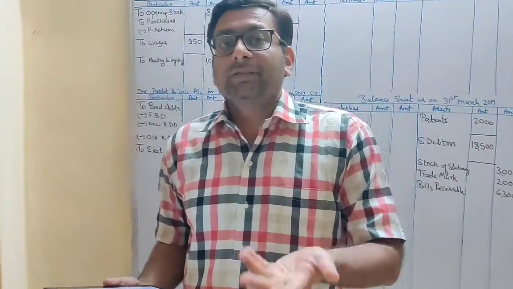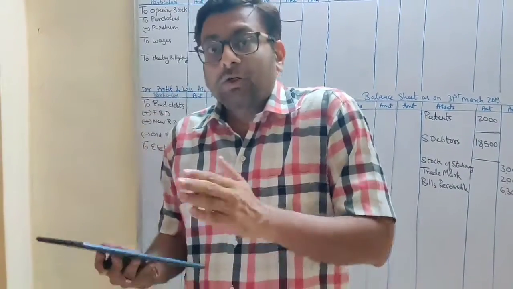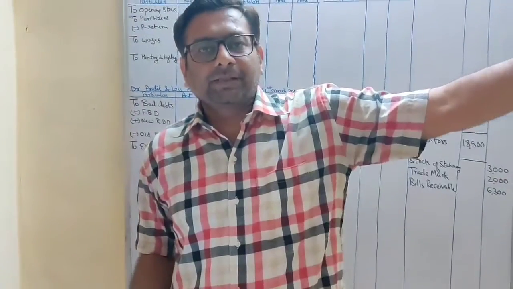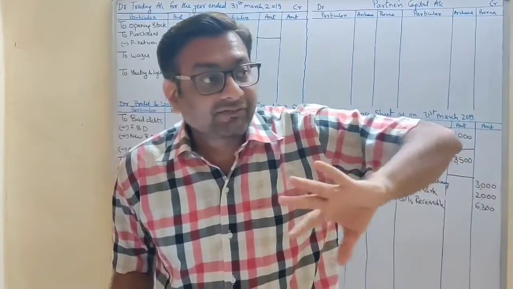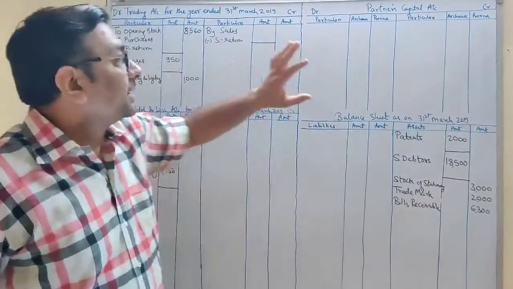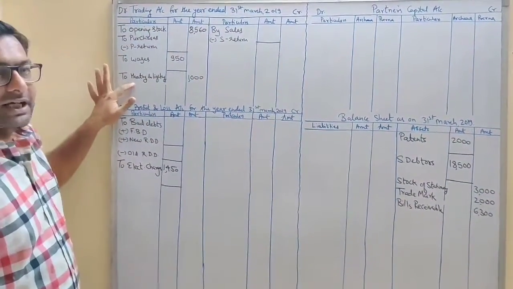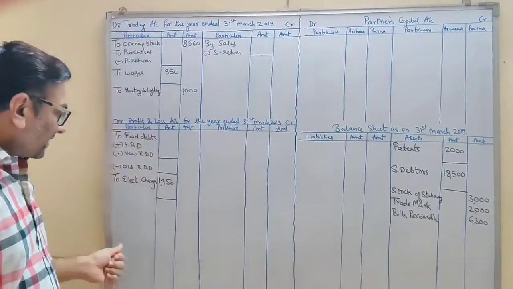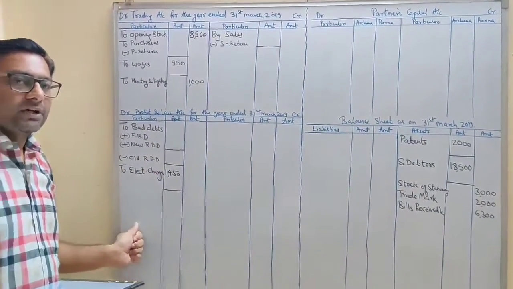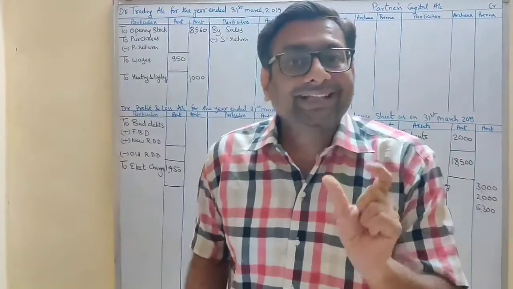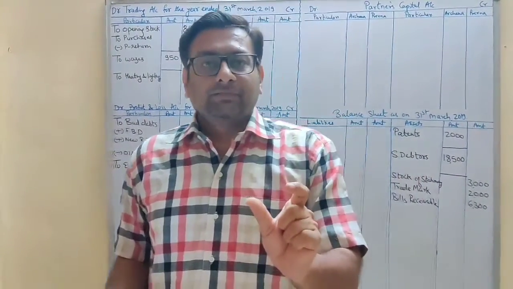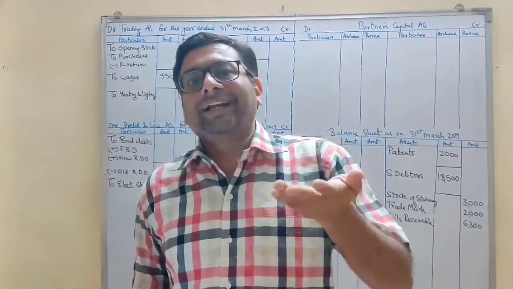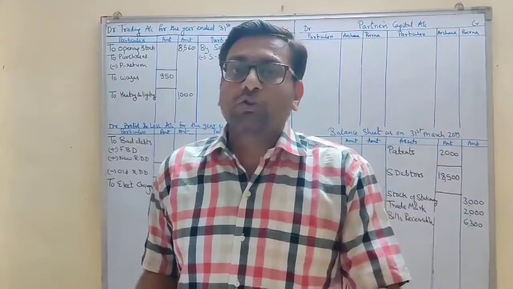But in a large scale business, they prefer to have two separate accounts, general expenses and trade expenses. So your trade expenses, which are specially related to trading, will go in the trading account, and your general expense, which is a sundry expense, will go in the P&L account. So be careful with this trade expense, because it is not fixed that it will always go in trading or P&L. You have to check the question.